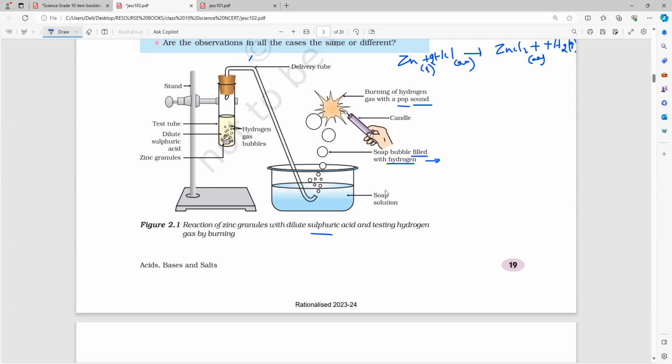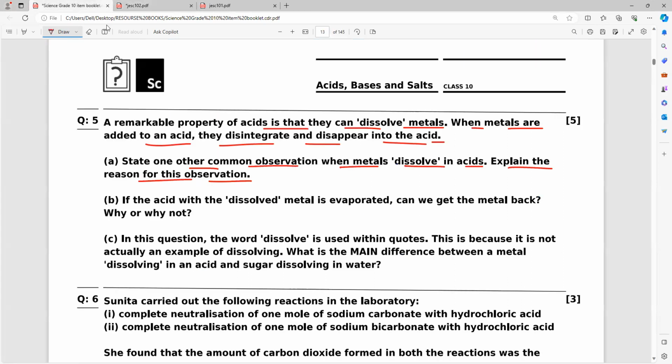Because hydrogen gas is produced, any metal can react. So you can say we can notice bubbling has been seen. Remember, they're asking observation and reason. So you should not write hydrogen production directly. Bubbling is seen. So why is bubbling seen? Because hydrogen gas is being produced. That is the reason you have to write.